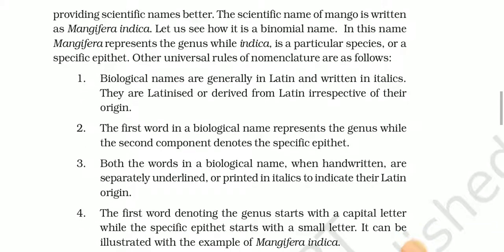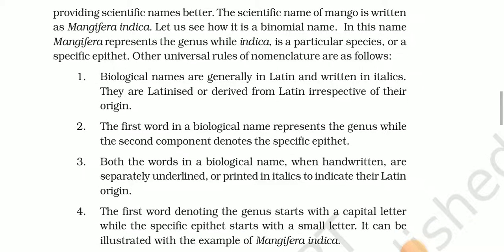Other universal rules of nomenclature are as follows. Biological names are generally in Latin and written in italics. They are Latinized or derived from Latin irrespective of their origin. So the biological names are derived from Latin, and when they are printed, they should be printed in italics. The first word in a biological name represents the genus, while the second component denotes the specific epithet.